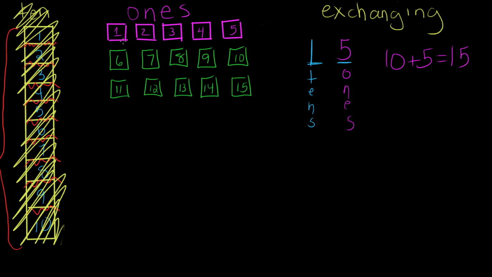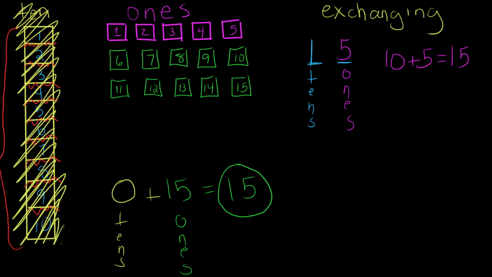Well, I want you to think about now, how many ones do we have? We have 15 ones. So we said we have zero tens, but we have 15 ones. Well, what is 0 plus 15? Well, that's just 15. And I want you to notice this. Check this out. We have an answer of 15 here, and we had an answer of 15 here.